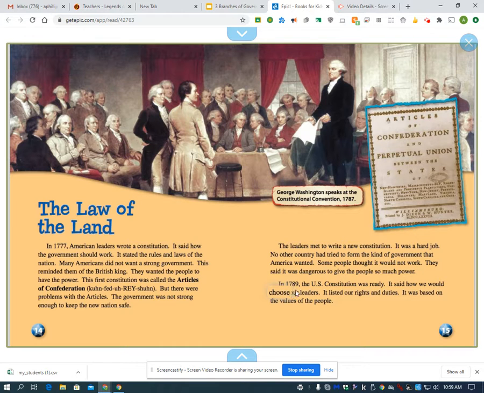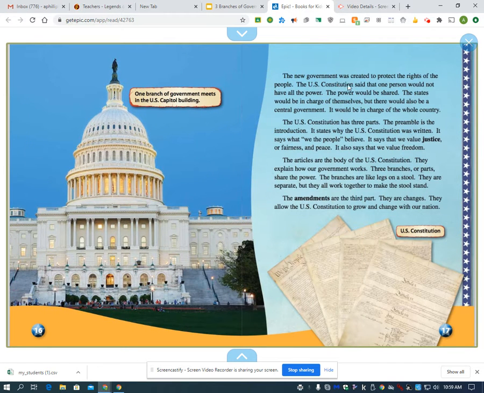In 1789, the U.S. Constitution was ready. It said how we would choose our leaders. It listed our rights and duties. It was based on the values of the people. The new government was created to protect the rights of the people. The U.S. Constitution said that one person would not have all the power. The power would be shared. The states would be in charge of themselves, but there would also be a central government. It would be in charge of the whole country.